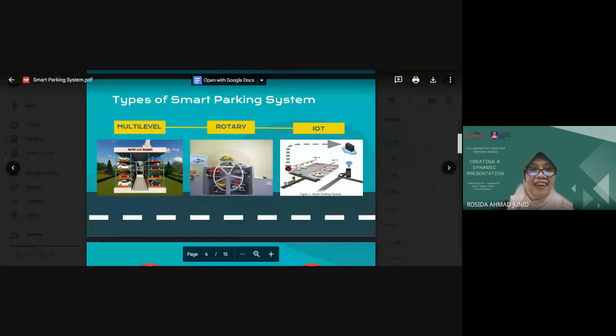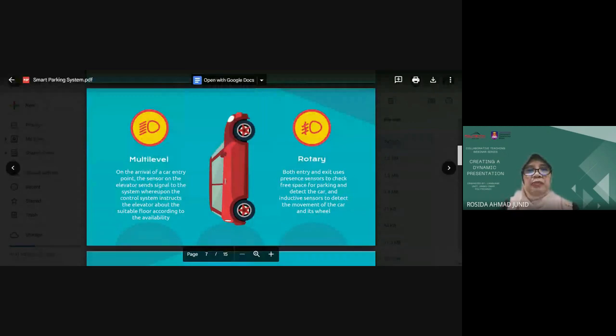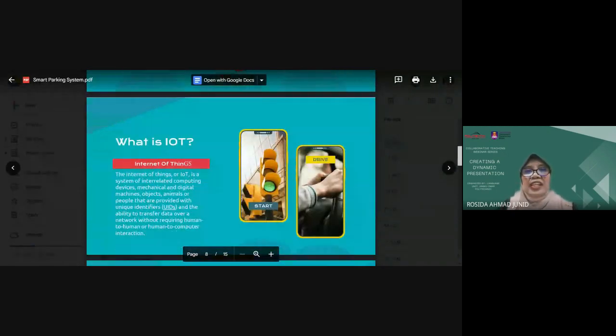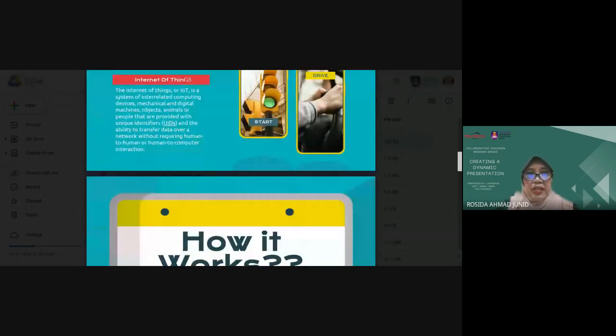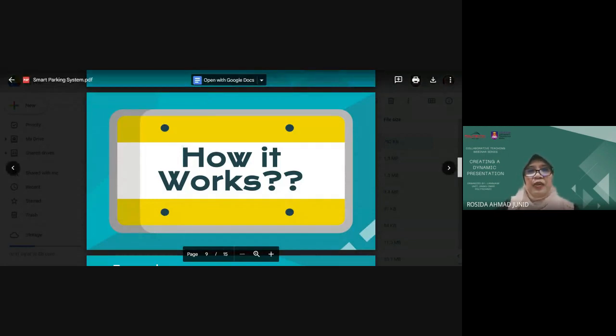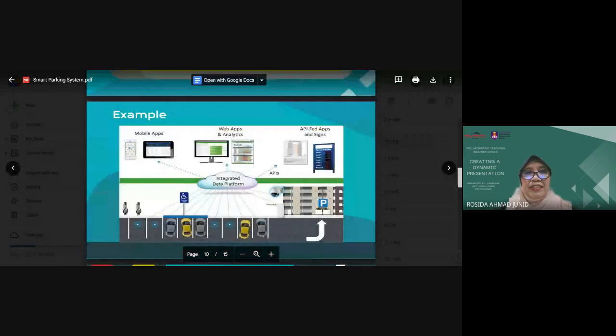The picture's there. Explanation. What is multi-level? What is rotary? What is IoT, Internet of Things? Then the pictures are there. Every single point will have pictures as visual aids. How it works, big font, just like this. You don't need to explain it yet. You explain it later on, how it works. Okay, examples. There you go.